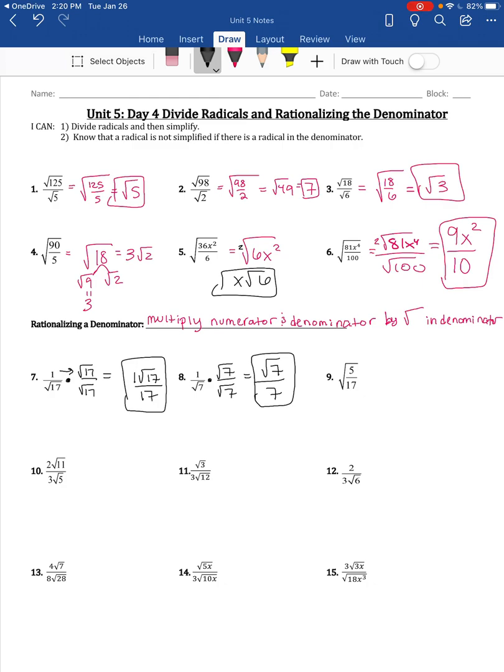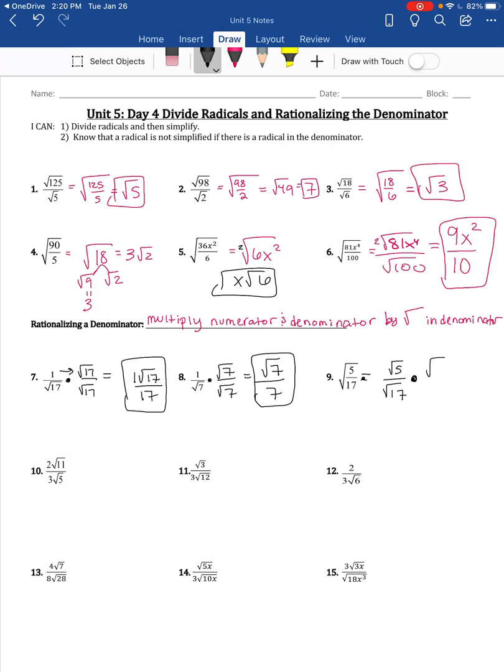So number 9, we have the square root of 5 over 17. So 5 over 17 can't be simplified, but it's not in proper form. So we're going to rewrite this as 2 smaller radicals. So this becomes rad 5 over rad 17. And you can have a radical in the top. You just can't have a radical in your denominator.